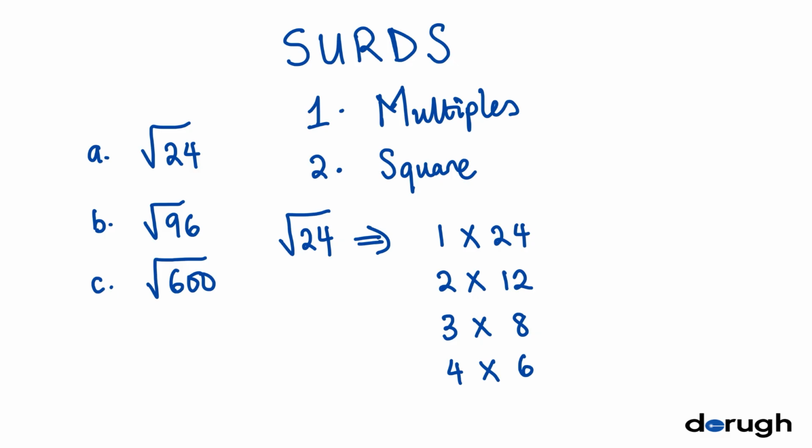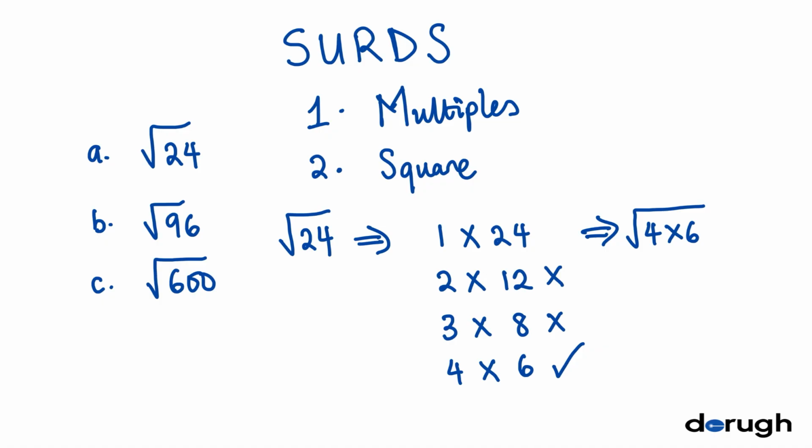Well, we're going to overlook the obvious, which is 1, and then we'll go through the rest. 2 is not a square number, neither is 12, so that's out. 3 is not a square number, neither is 8, that's out as well. 4 is a square number, although 6 is not. But remember, I said you have to have at least one square number. So this works, which means that the square root of 24 can also be written as the square root of 4 multiplied by 6.